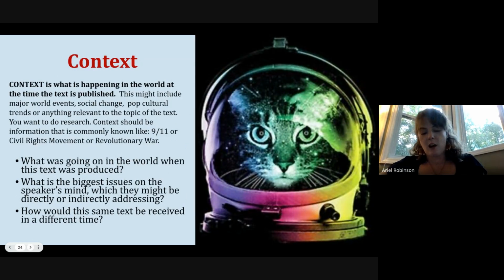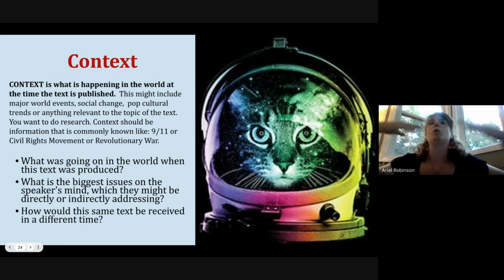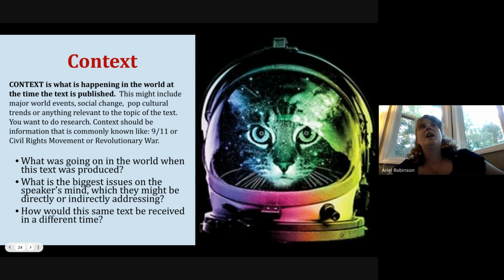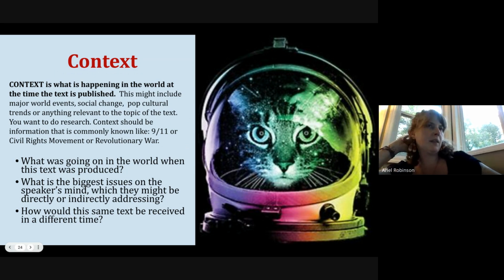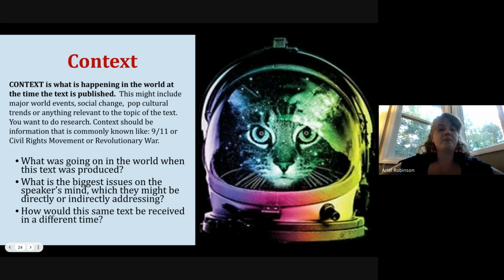Then you're going to look at context. Context is what's going on in the world when whatever it was, the speech or the painting, was put out into the world. Like World War II, or the civil rights movement. Was there a big pervasive issue that was at play? Is there something about the fact that it was put out in this time period that would say anything about the speaker or the message that's going out?